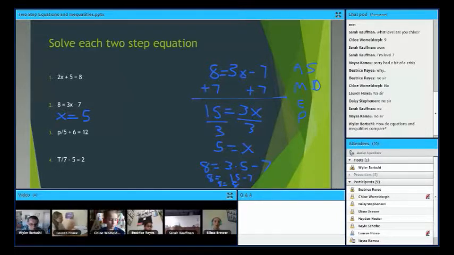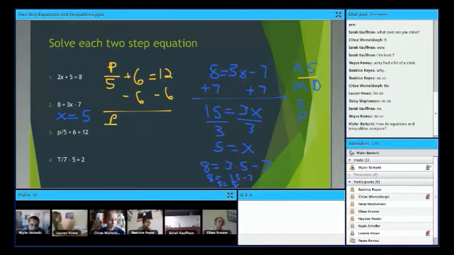I'm going to do one more. I'm going to do a division one. Switch colors here, just to show you the difference here. So I'm going to do number 3 here. So we got P divided by 5 plus 6 equals 12. So get rid of my addition and subtraction first. Then get rid of plus 6. I can subtract 6 from both sides.